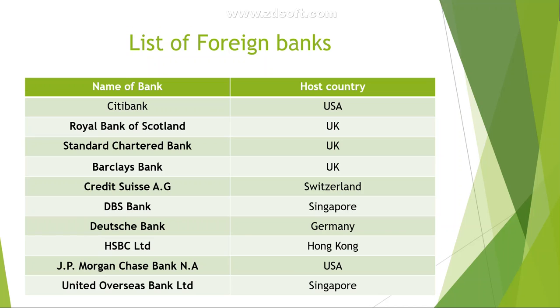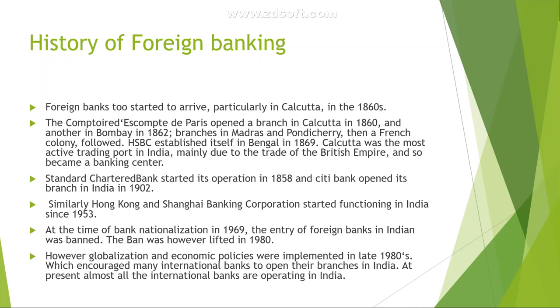This HSBC Limited, the Hongkong and Shanghai Banking Corporation Limited, established itself in Bengal in 1869. Calcutta was the most attractive trading port. It is due to the British. There was a British Empire established in Calcutta.